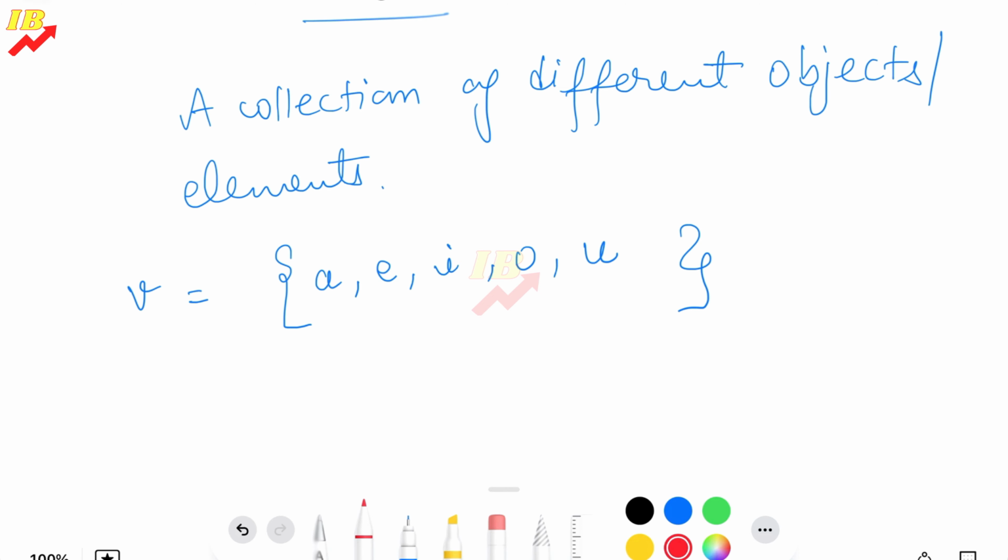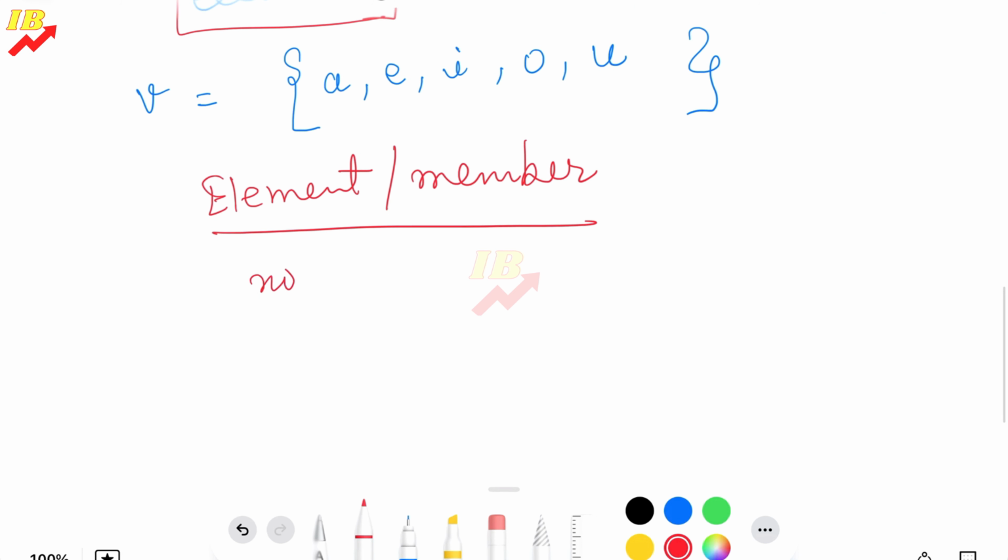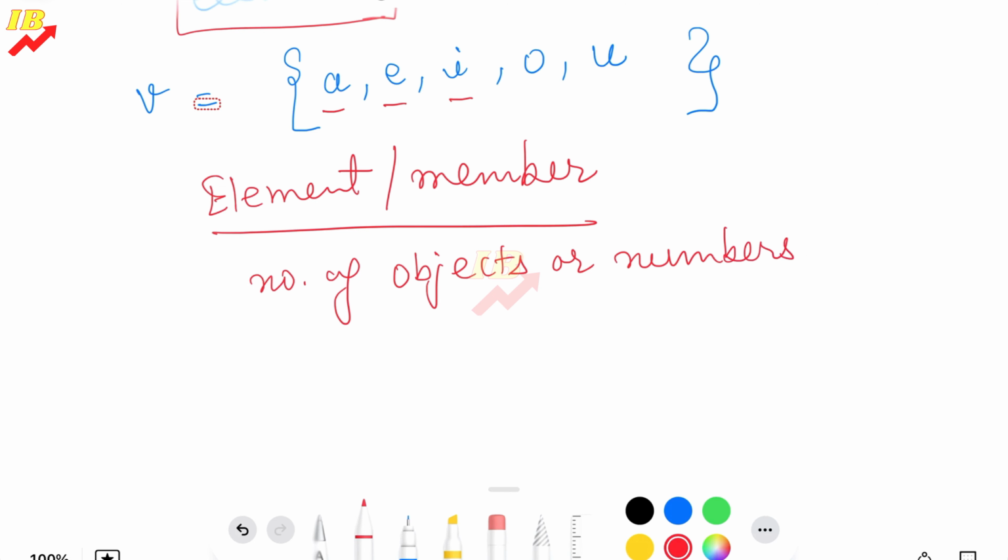Next, what is an element? I used the word element here. If I say element or I say member, both mean the same. Elements are basically the different numbers or objects which we write within the set. They are individuals, and that is why we call them elements or members of the given set.